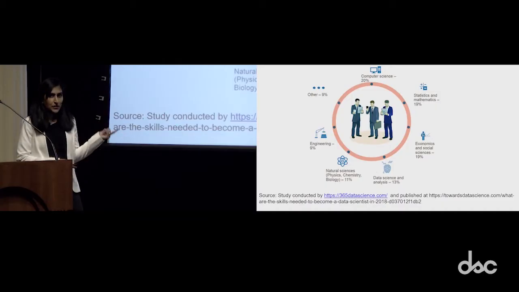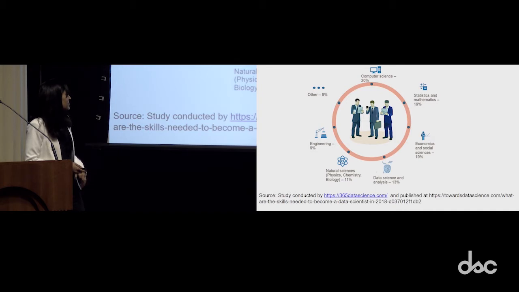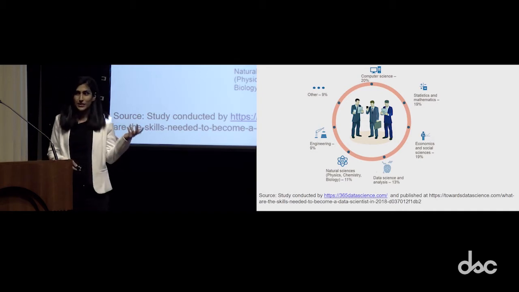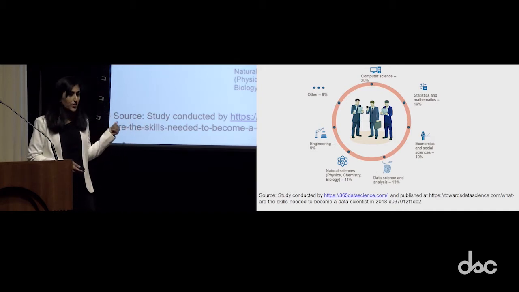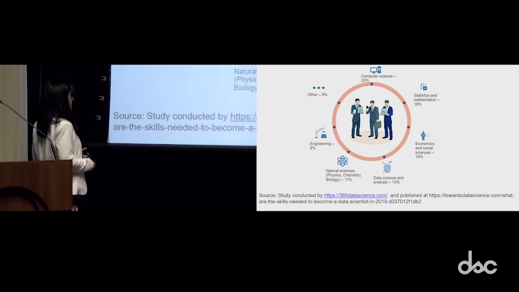So this is a study done by 365 Data Science on 365datascience.com, and it's basically studying the academic background of data scientists in the industry. And as you can see, only 13% of people with this job title actually have a degree titled data science or analytics. 11% of them come from a natural sciences background, like physics, chemistry, biology. 19% are from an economics or social sciences background. 19% are from a statistics or math background.